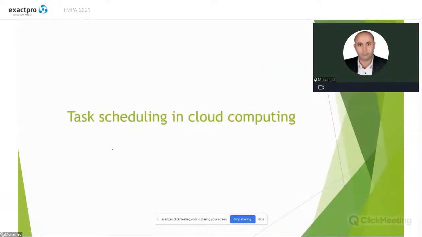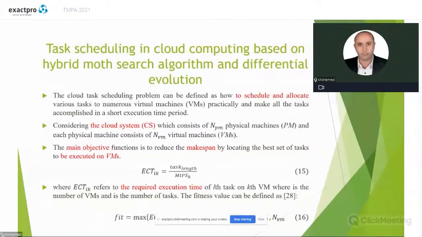The next application here is called task scheduling in cloud computing. It can be considered one of the most important techniques in cloud computing and also in fog computing, and it is also related to the Internet of Things, by the way. In general, the cloud task scheduling problem can be defined as how to schedule and allocate various tasks to different virtual machines. Actually, we can consider the cloud system consists of n physical machines that consist of n virtual machines.